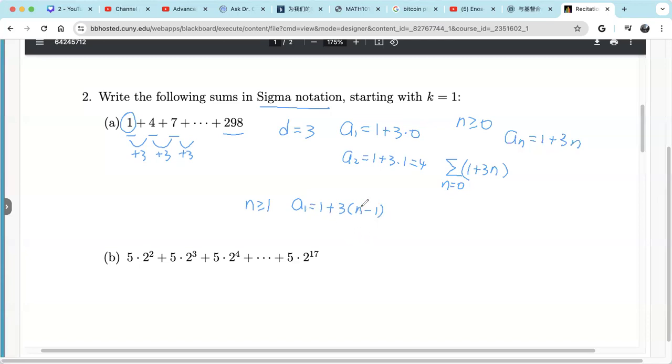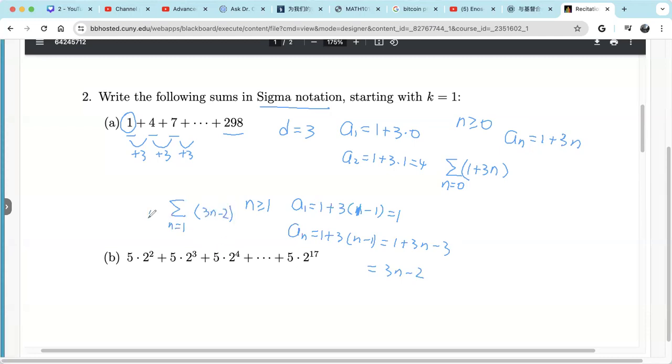Right? Because when n is 1, 1 minus 1 is 0, so we still get 1. So if we want n to start with 1, n equals 1, then the inside of an will be 1 plus 3 times n minus 1. Simplify this, we get 1 plus 3n minus 3, which is 3n minus 2, right? So we can write it as 3n minus 2.